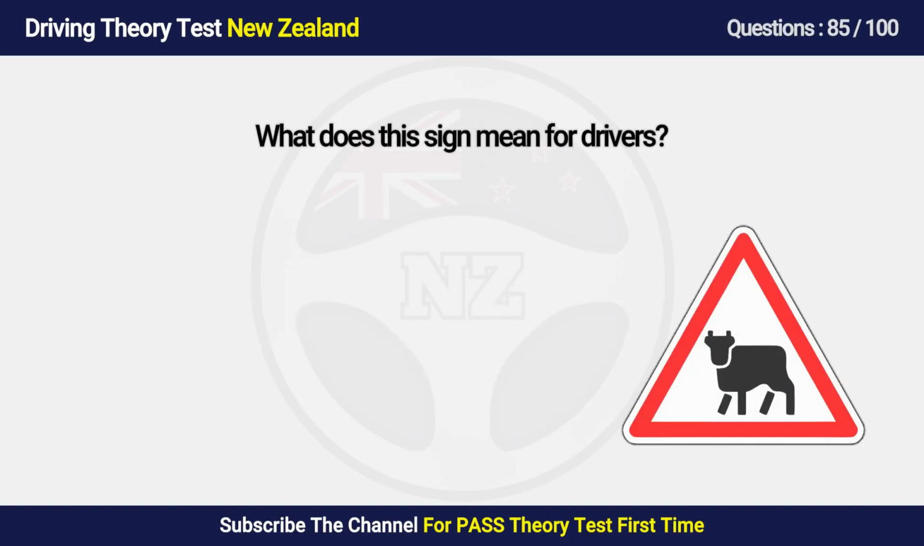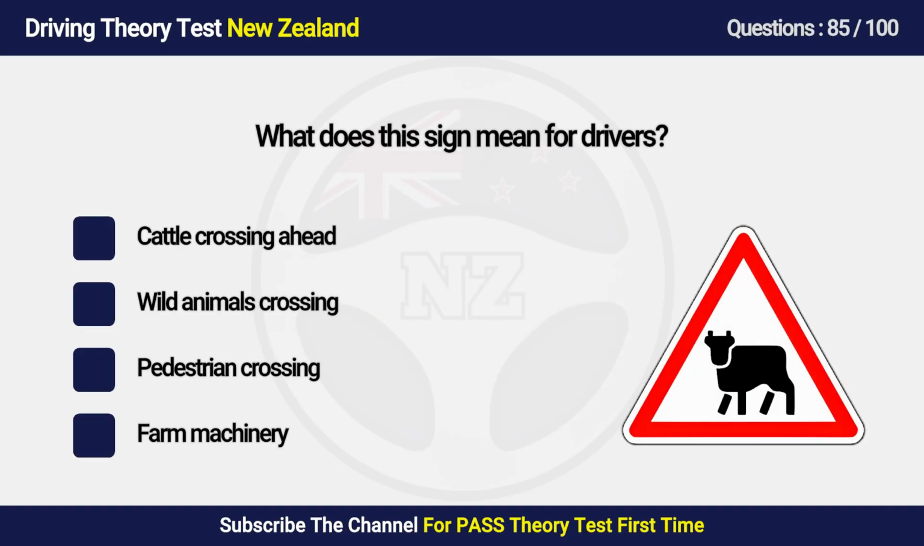Question 85. What does this sign mean for drivers? A. Cattle crossing ahead. B. Wild animals crossing. C. Pedestrian crossing. D. Farm machinery.